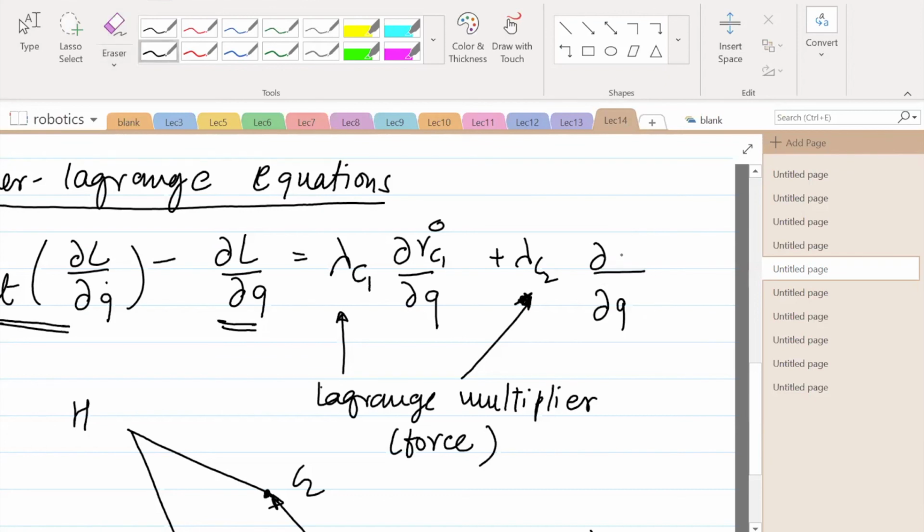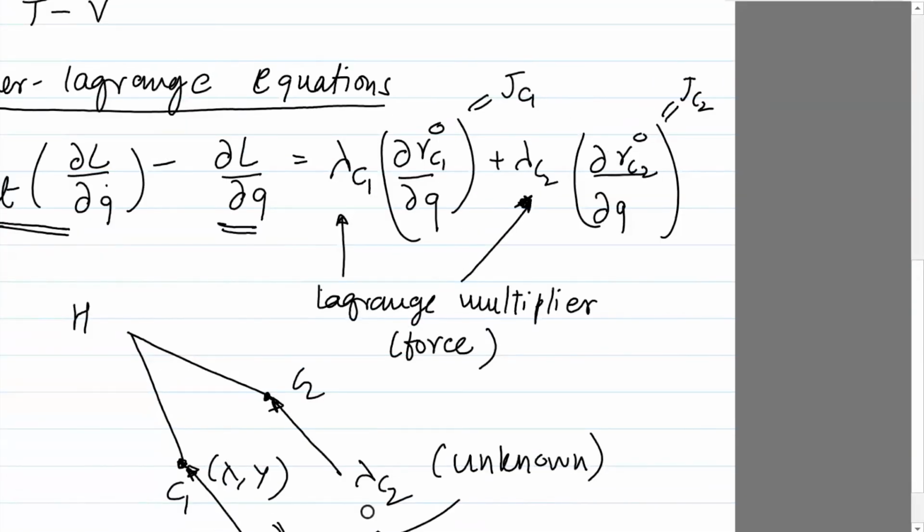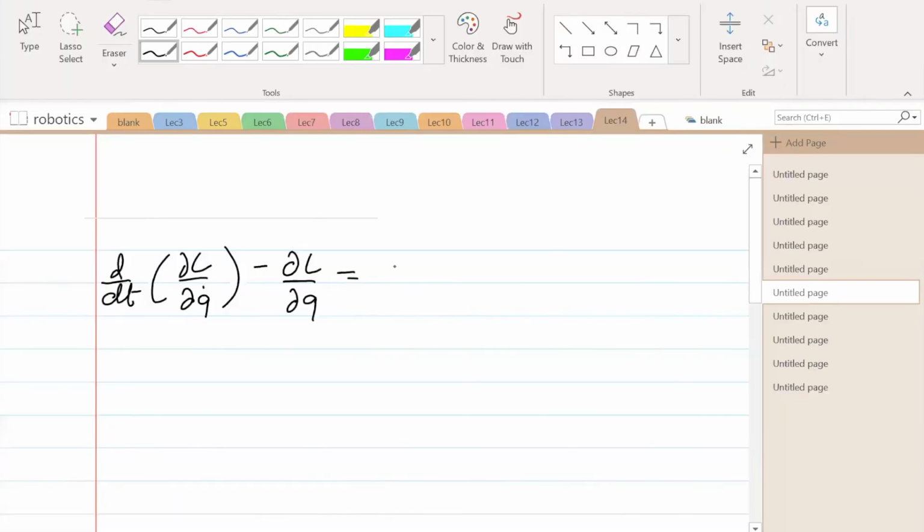This should be the position of C2. So this is the Jacobian of C1, and this is the Jacobian of C2. Okay, so please correct that. That was incorrect. You need to take the Lagrangian and multiply it with the rate of change of the position with respect to the degrees of freedom, and that expression is the Jacobian. So then I get this is equal to the Jacobian.